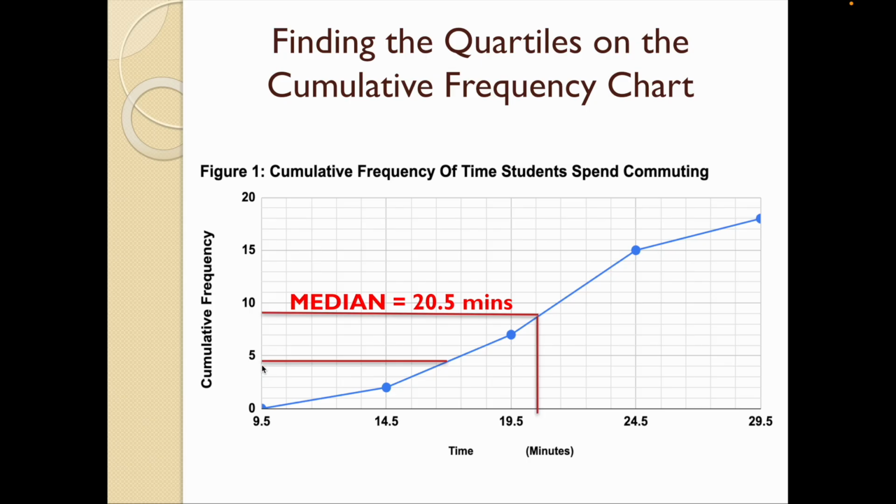So 4.5 is here. So I have 0, 1, 2, 3, 4. And this is the middle of 4 and 5, which is 4.5. Does that make sense? Then what do I do next? What do I do next? Yes. So I put the line down. And then now I try to figure out what this line is telling me. So this is 15.5. This is 16.5. So here must be 17 because it's in the middle of 16.5 and 17.5. So the lower quartile is 17 minutes.